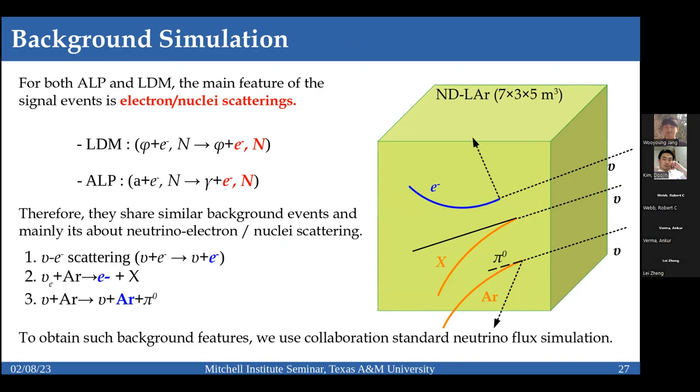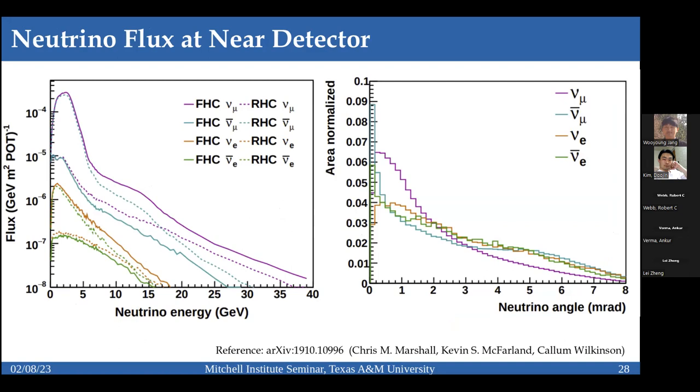So we can use the DUNE standard neutrino flux simulation result, and then we put this into the near detector complex geometry, and then we will be able to obtain the electrons recoiled by neutrinos. This is the neutrino flux that I'm using for my background simulation, with different horn current modes and for the different neutrino types. This one is the energy spectrum, and this is the angular spectrum.